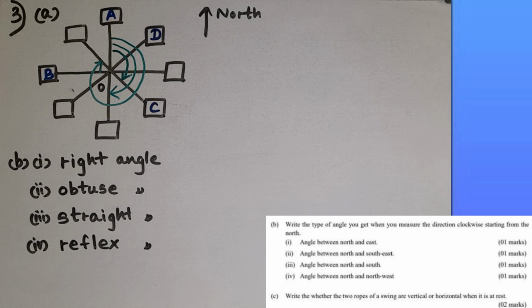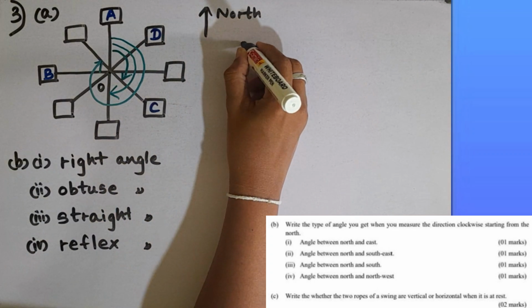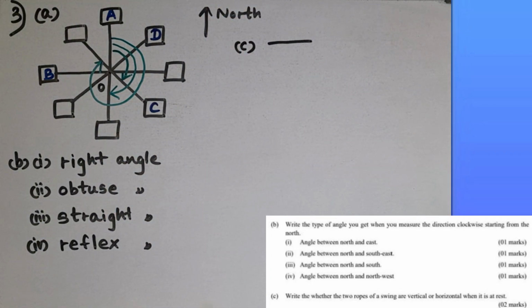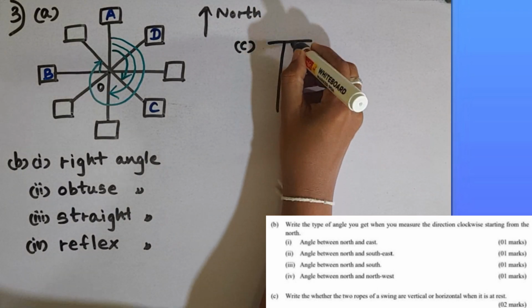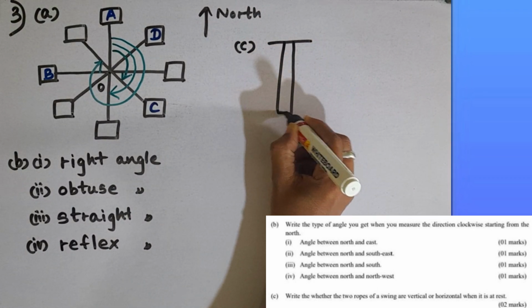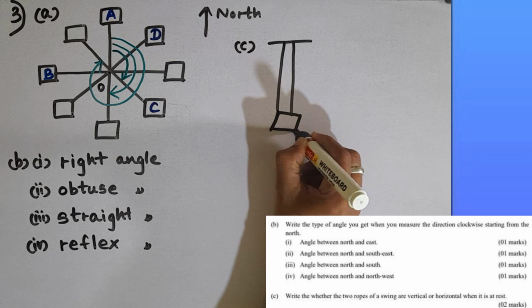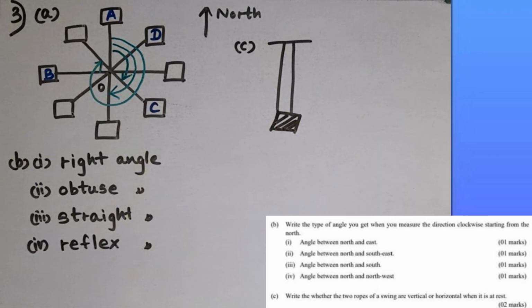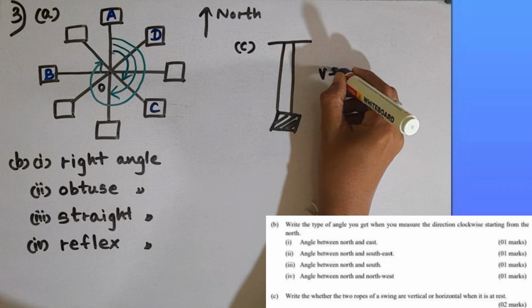Then in C part, write whether the two ropes of a swing are vertical or horizontal when it is at rest. If I draw a small swing like this, this is the way I can draw the item. So the two ropes are in their vertical position. So vertical is the answer.